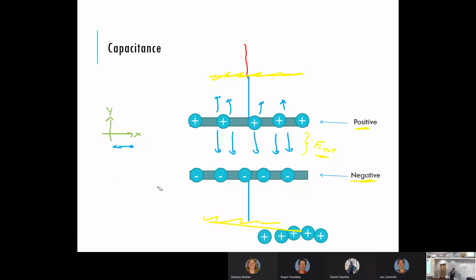Good so far? Questions? That's essentially the physical operation of a capacitor. And we'll refer to this as the parallel plate capacitor.